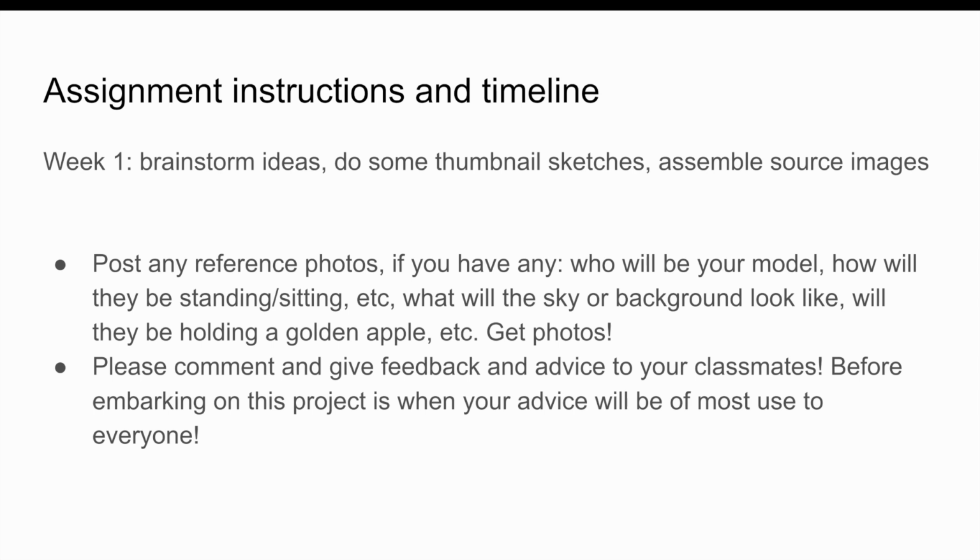And then finally, we're still on week one here. Please comment and give feedback and advice to your classmates. Your advice is going to be most useful to them before they get started on the project. So if they post some thumbnails and you notice, oh, maybe if you got rid of this part and then you could zoom in on the face, it would make your painting more focused. That's more use to everybody before they actually get started.